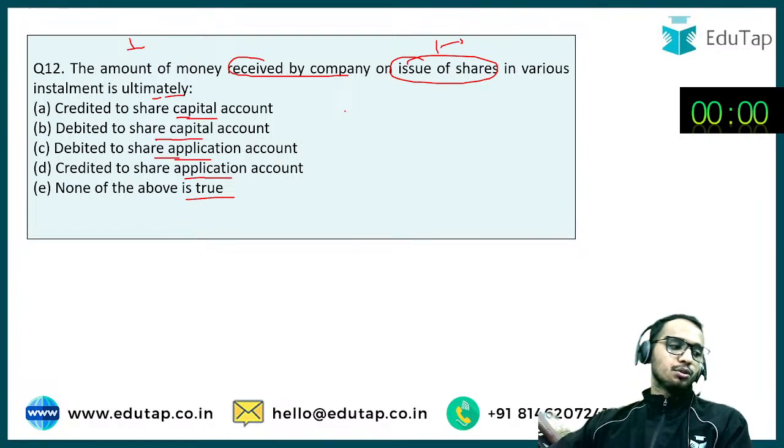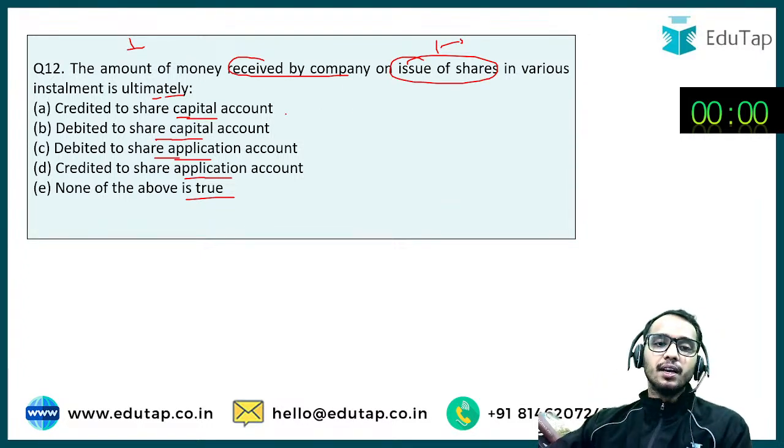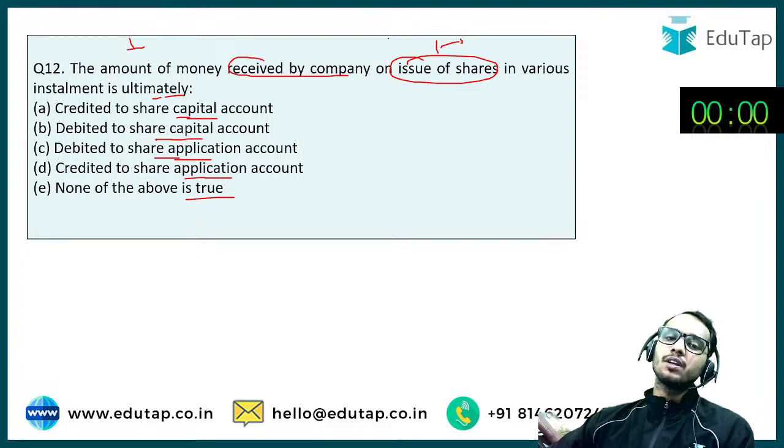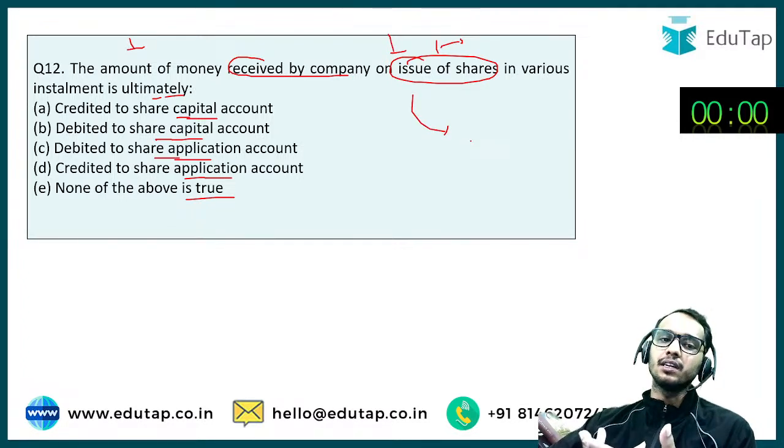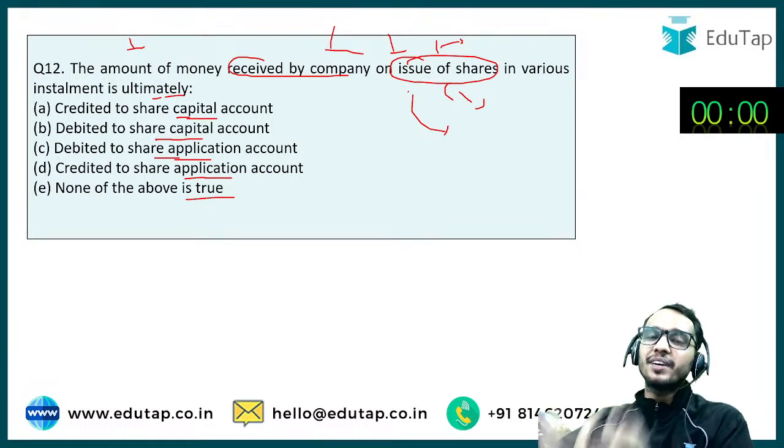Yeah, okay. So few of you are incorrect, few of you are correct. Let me tell you the answer. Ultimately whatever you are receiving, it will be transferred. It is a part of share capital. Obviously, whatever money you are receiving on the issuance of shares is going to be part of the share capital account, isn't it?